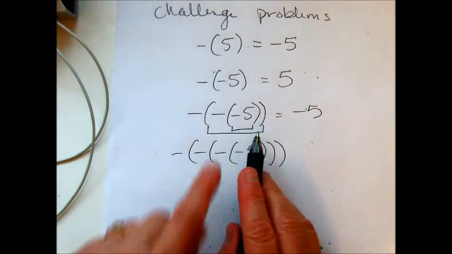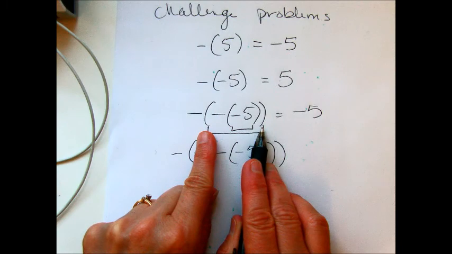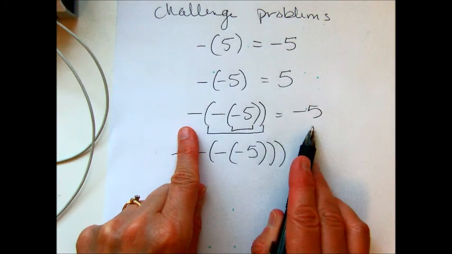So again, we start with negative 5. We're going to take the opposite. That gives us a positive 5. We're going to take the opposite. That gives us a negative 5.